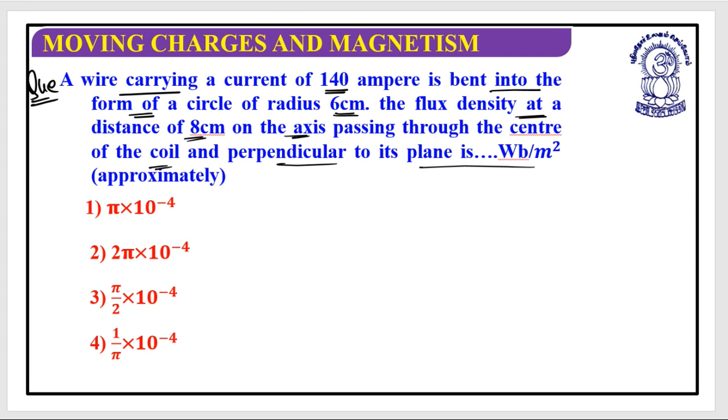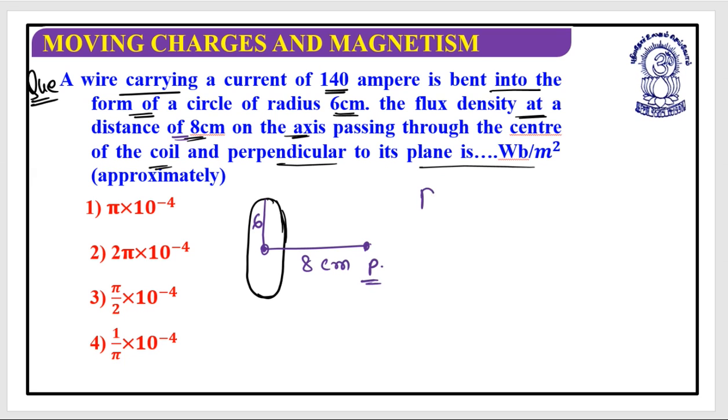So how should you do this? It is something like this, that this wire was there and it has been converted to a circle of radius 6 centimeter. Now from this you need to find out the magnetic field at a distance of 8 centimeter. This is that location. I hope this is clear. It's a point P. What do you want? You want a magnetic field at this point.